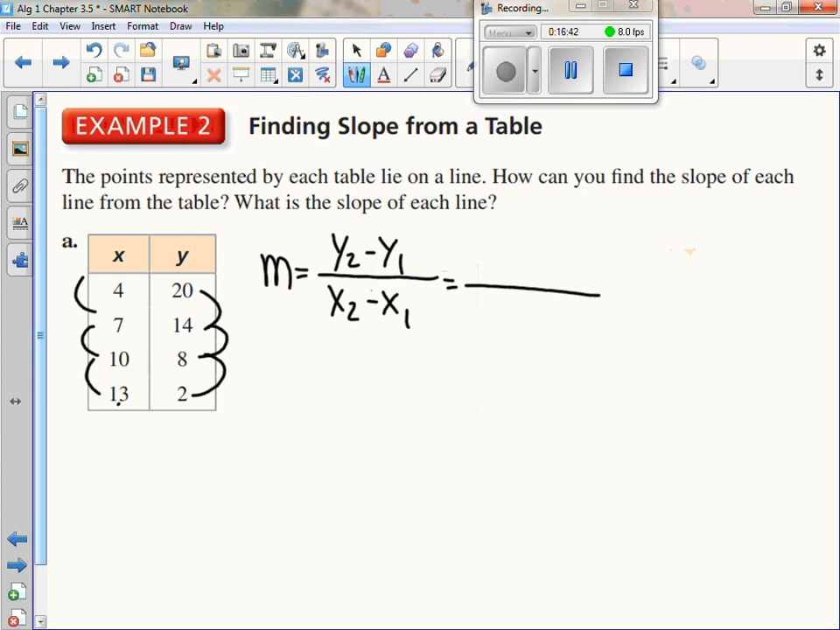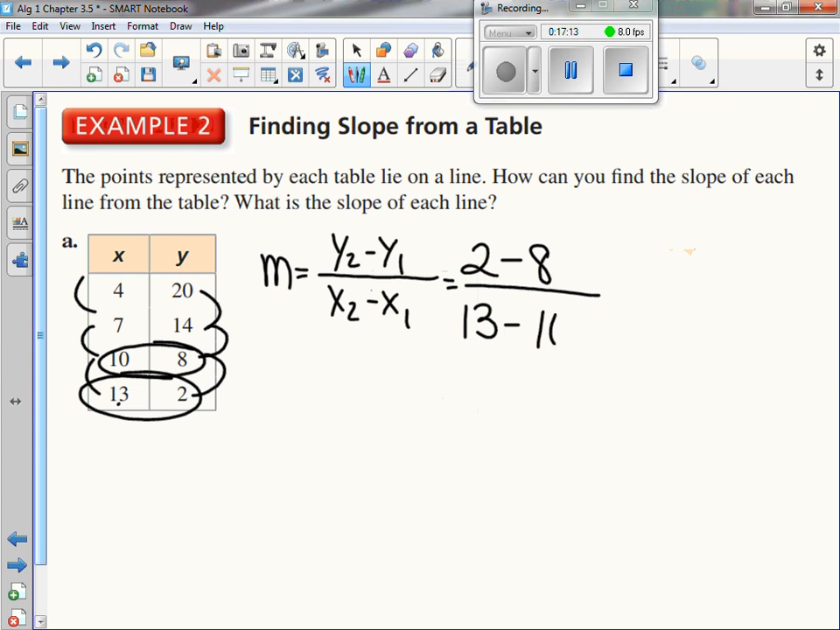So 13 would be our x. We want one of the y's. So we can use 2. So we can use that 13, 2 as a point. So 2 would be on top and 13 would be on bottom because we want y over x, so 2 over 13, we can use that point. Now we just need to pick another point that we want to choose or use. Doesn't matter which. So we can use 8 and 10. So 8 would be our y, 10 would be our x, and we plug it in.